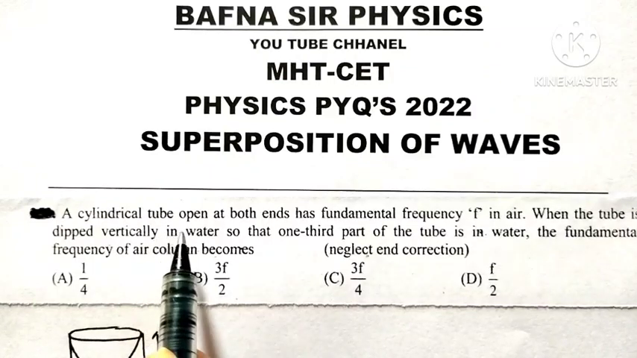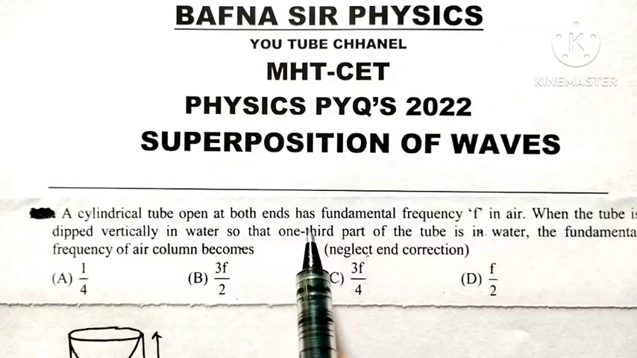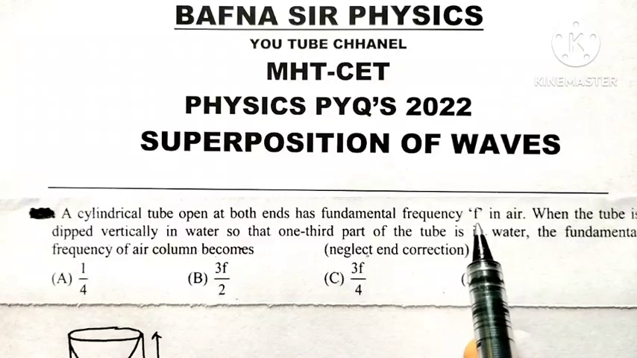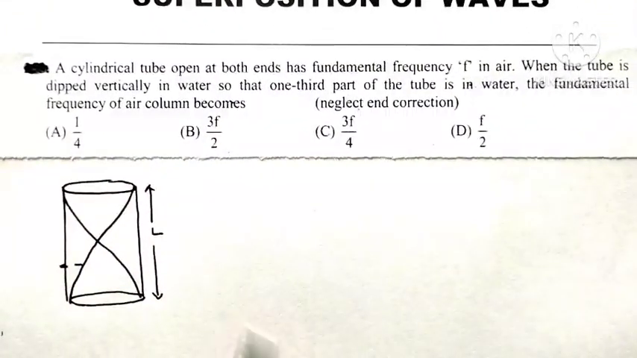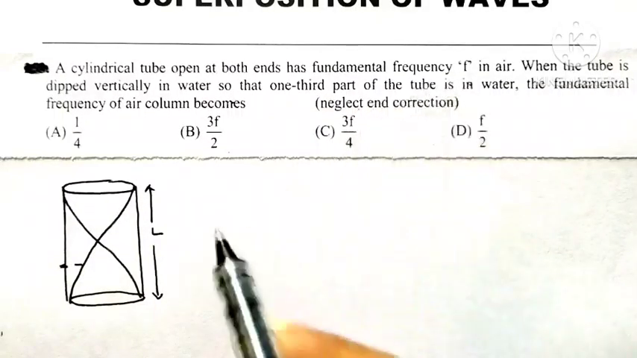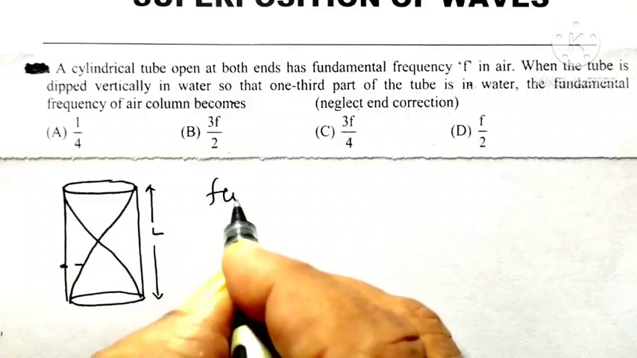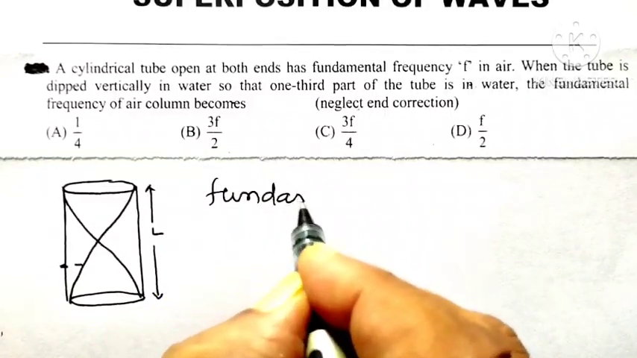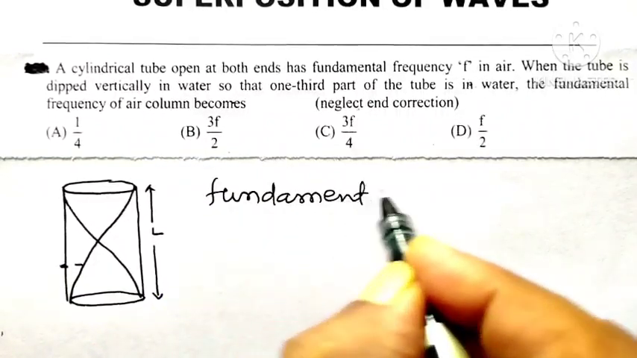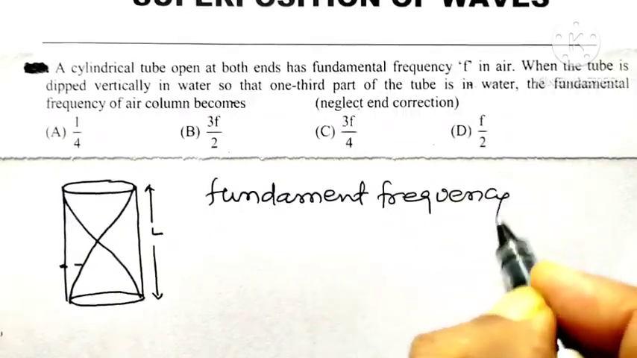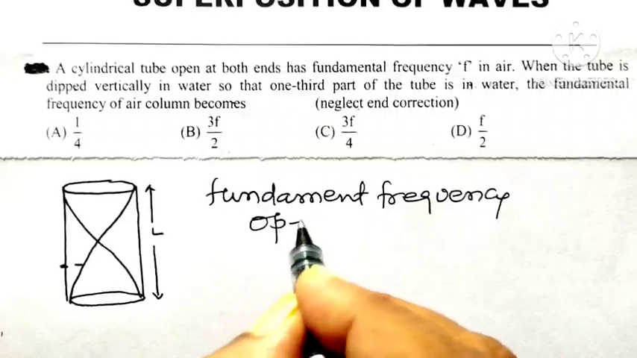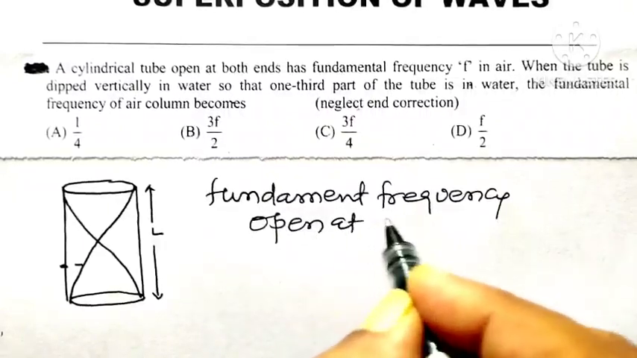A cylindrical tube, open at both ends, has fundamental frequency F in air. So we have a cylindrical tube which is open at both ends, and we need the fundamental frequency of a cylinder open at both ends. What is the formula for fundamental frequency?